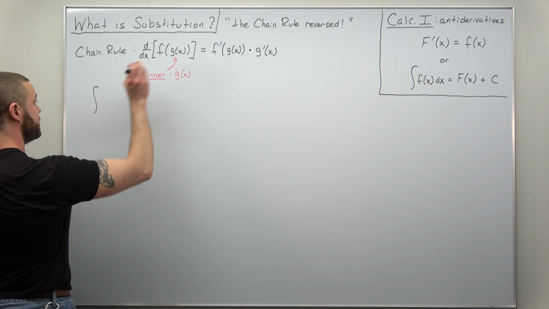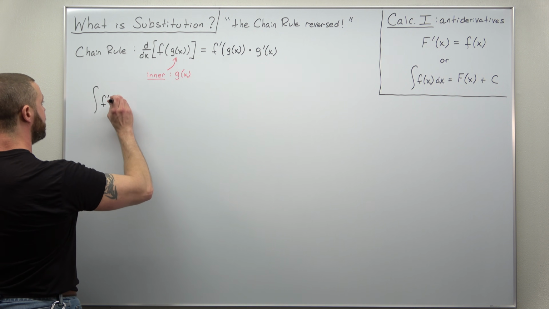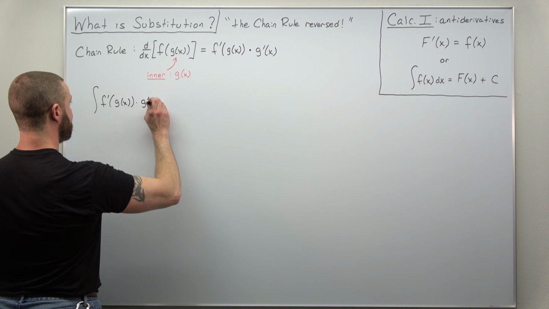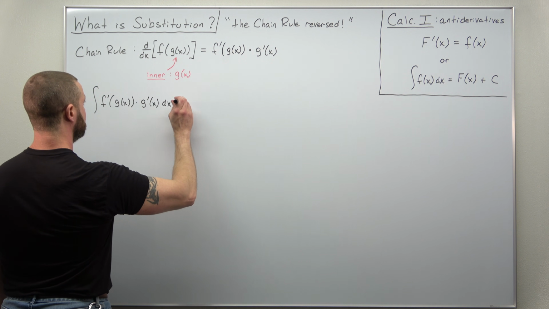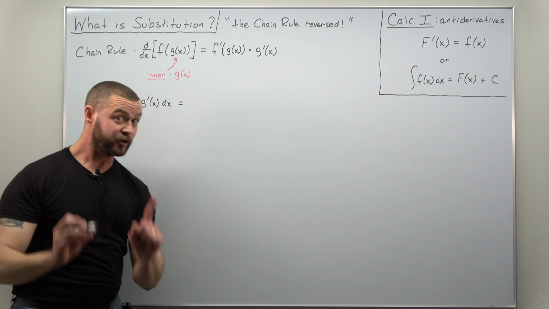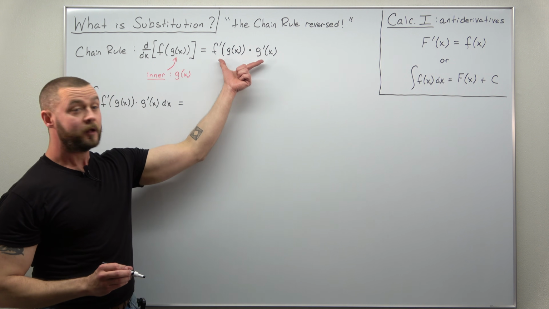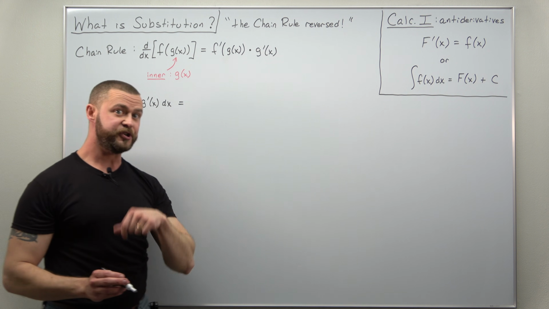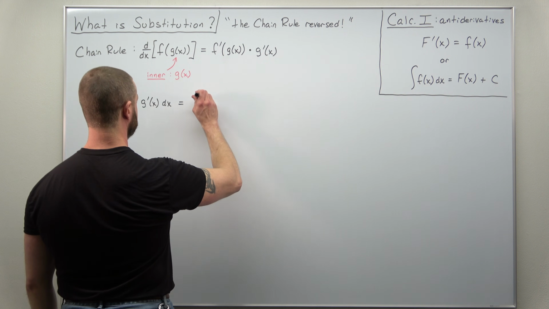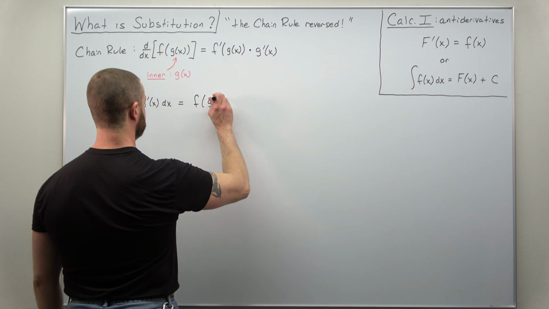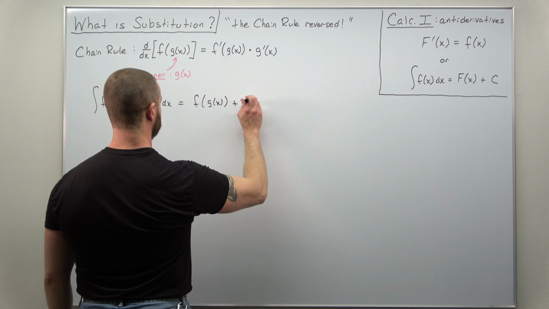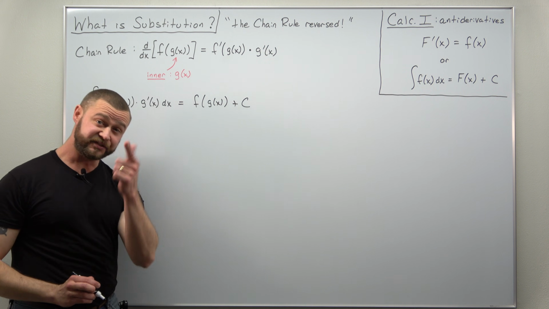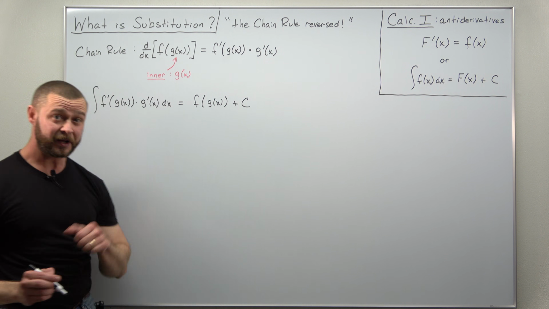If I integrate f prime of g of x times g prime of x, this is us reversing the chain rule. If we integrate this, we have to get f of g of x plus c. And that is substitution, except there is no substitution here.